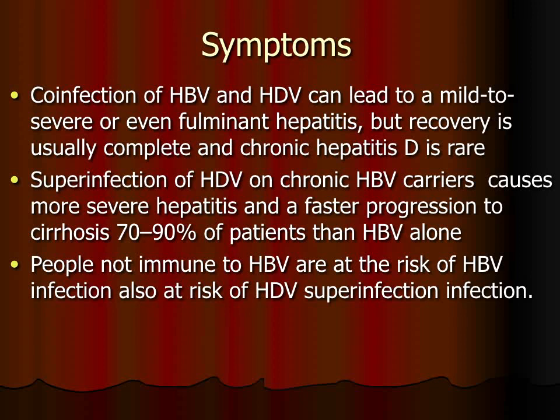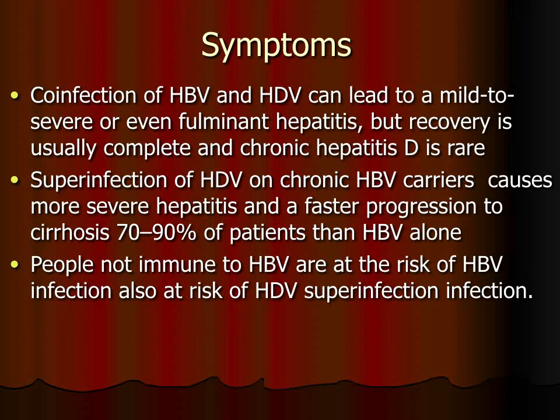Superinfection, and this is very important. Superinfection of hepatitis D virus on chronic hepatitis B carrier causes more severe hepatitis and faster progression to cirrhosis in 70 to 90% of patients than hepatitis B virus alone. Therefore, any patient who is a hepatitis B carrier, take care. If you get superinfection with D, there is faster progression to cirrhosis and deterioration of your liver condition.